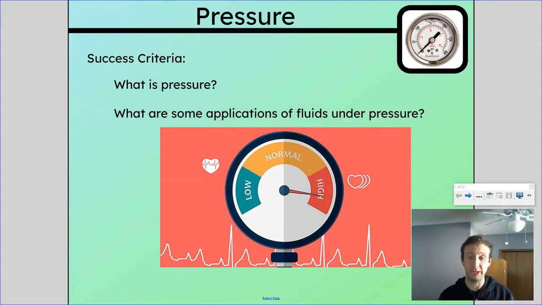And actually, just right here in this one picture, you can kind of see one application of pressure, and that is blood pressure, which is something that we use to measure cardiovascular health, right? It's a warning sign, and high blood pressure can cause problems over time to things like arteries. So it's something that lets us know that there's a problem, and it's one application of pressure. So let's get into it.